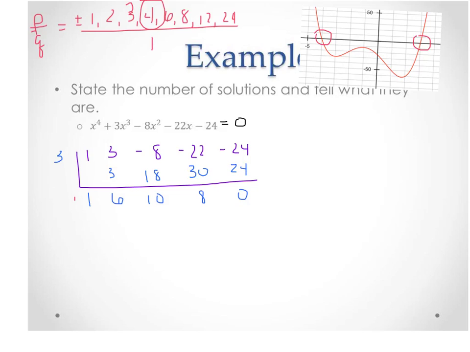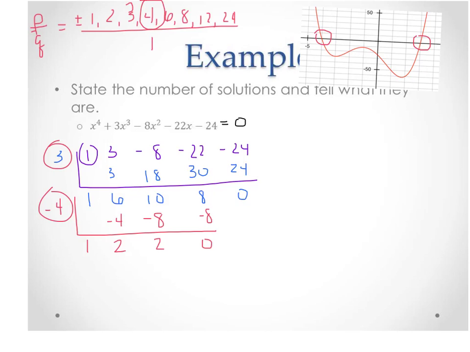Now if you want to, you can go straight off of this one and let's try negative 4. So drop, multiply, add, multiply, add, multiply, add. Perfect. All right, so there's 2 of our 4. That leaves us, if this was an x to the 4th, this one would have been an x cubed, so this is a 1x squared plus 2x plus 2.